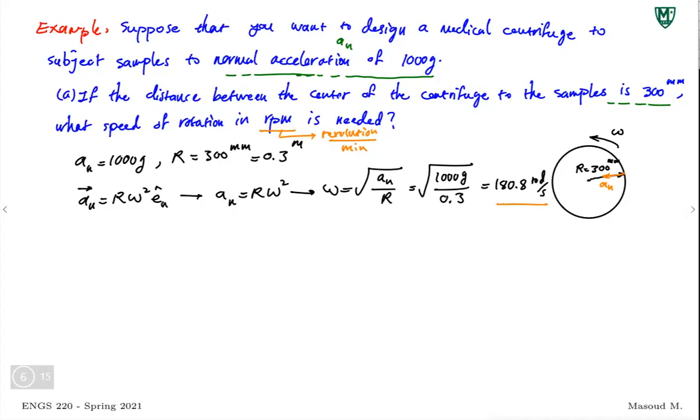So how do we convert this? We have omega equal to 180.8 radians per second, and we want to convert this to revolutions per minute. Let's put it here, revolutions per minute. How do I convert this? Have you done this before?